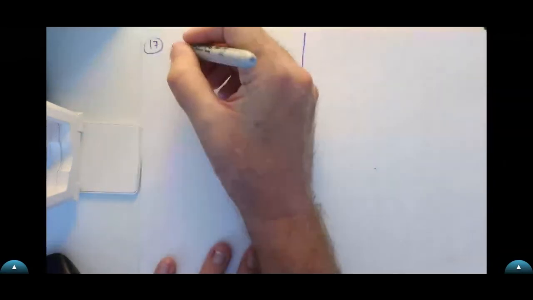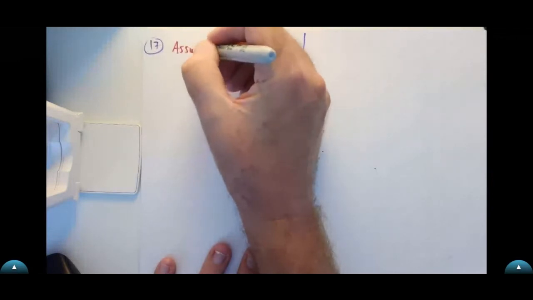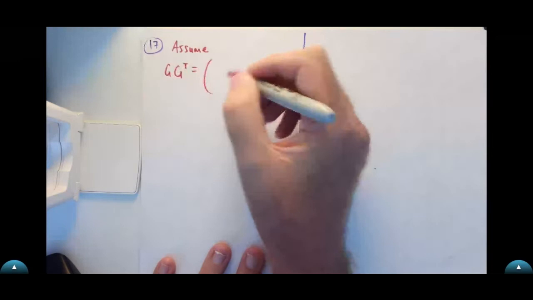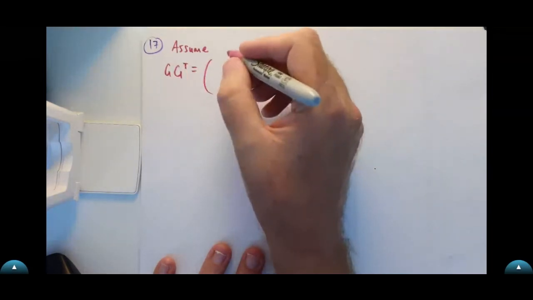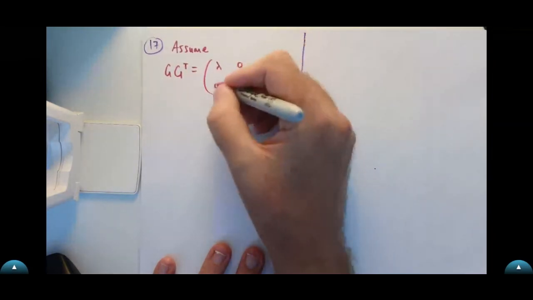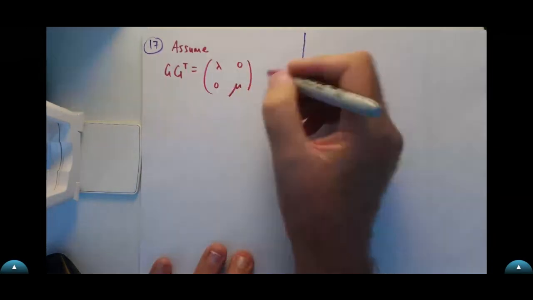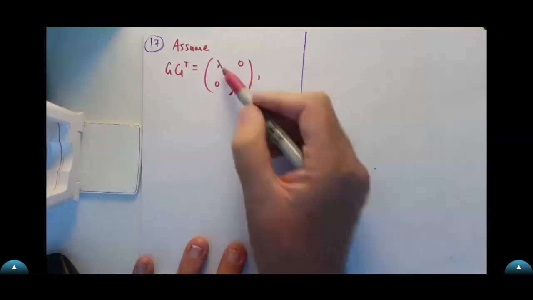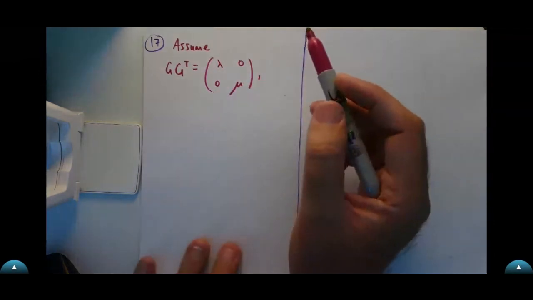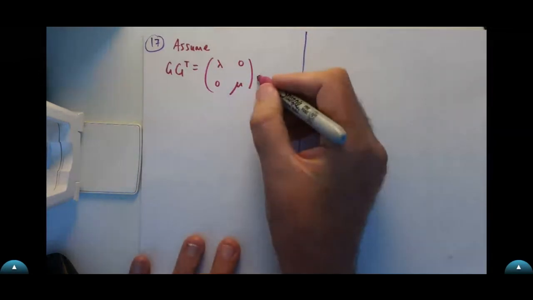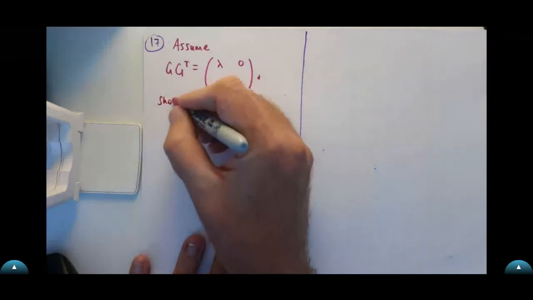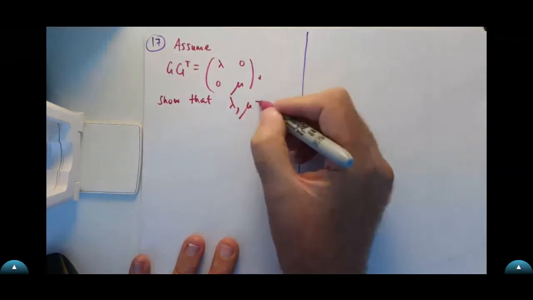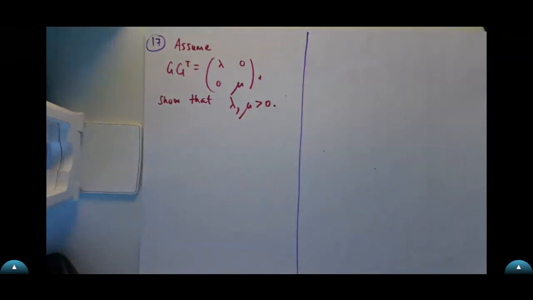Okay, so we're told to assume G times G transpose is this, where G is a real valued matrix and lambda and mu are real numbers. We're asked to show that lambda and mu are positive.